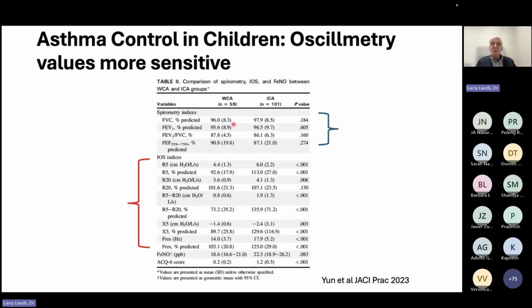And note that these patients, even in the poorly controlled group, had, for all intents and purposes, values in the normal range. And so you might not be able to rest comfortably just because your spirometry is normal.